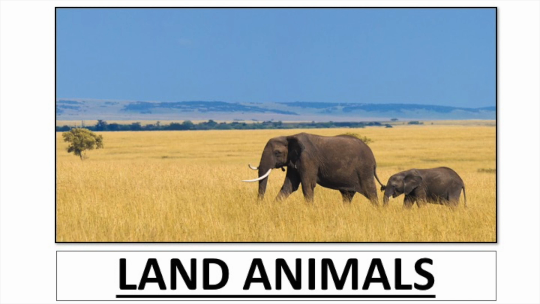The big long nose begins with T. Trunk. Yes. And then the 2 sharp, pointy things either side of the trunk are tusks. Yes. So elephants are an example of land animal. Let's take a look at some others.